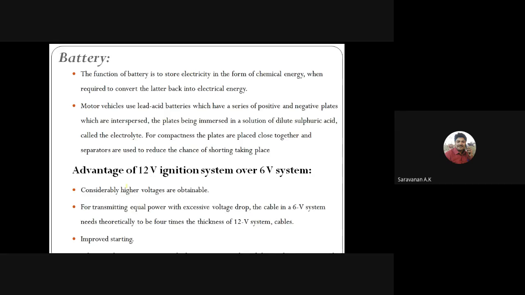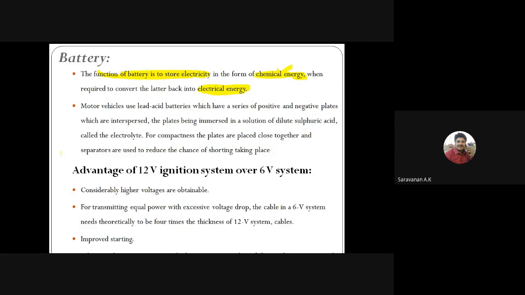What is the function of the battery? The battery stores electrical energy in the form of chemical energy. When the electrical energy is needed, the chemical energy is converted into electrical energy. That equipment is called a battery. So a battery has the function of storing electricity in the form of chemical energy, and when it is needed, the chemical energy is converted into electrical energy.